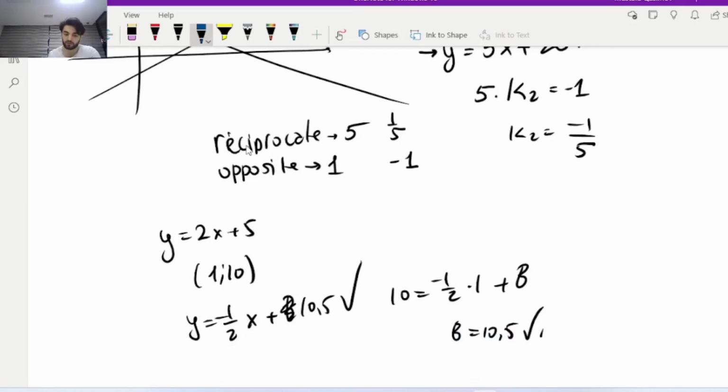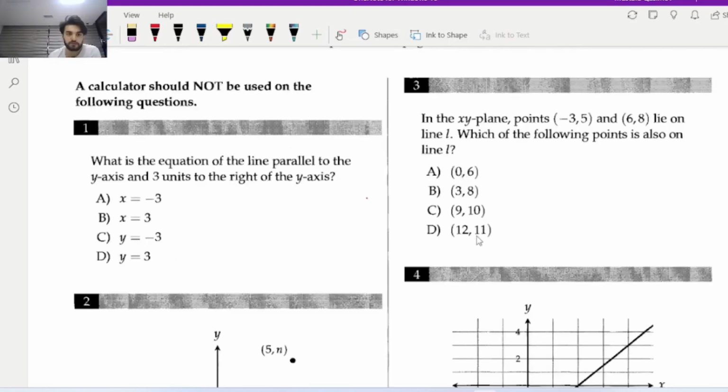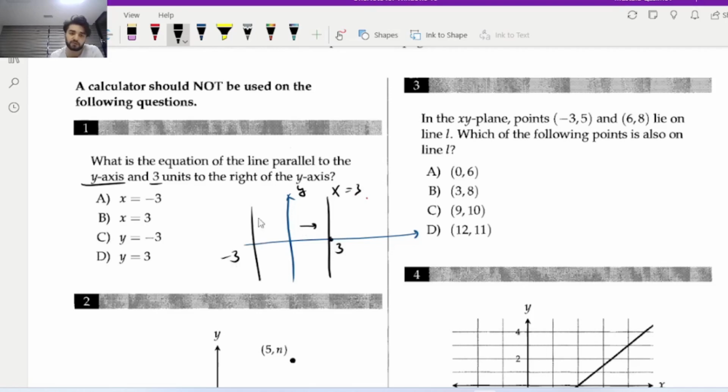After that, we can look at a question from Panda. Okay, let's look at the first one. For the first one, first let's draw the xy plane. And when it says it is parallel to the y axis, it has to be like this. Then it says it is 3 units to the right. So this one will be x is equal to 3 because this point is 3. If it says 3 units to the left, it will be x is equal to -3.